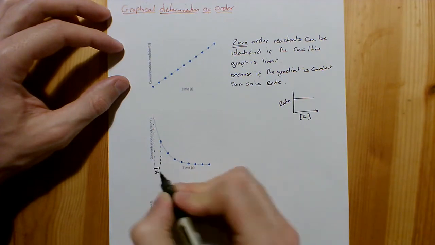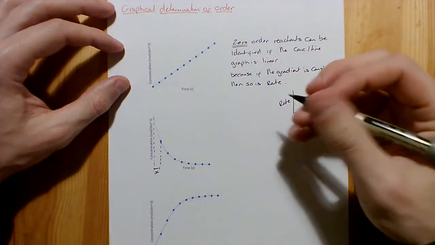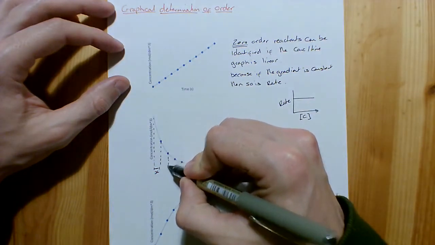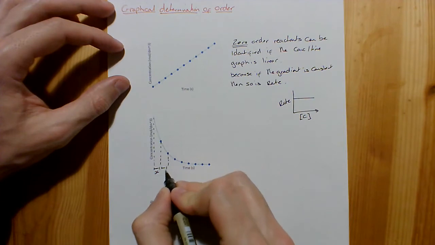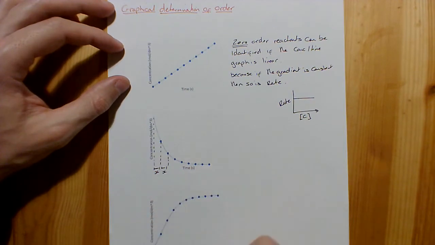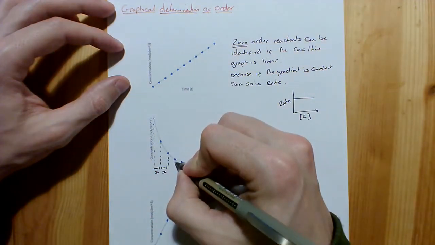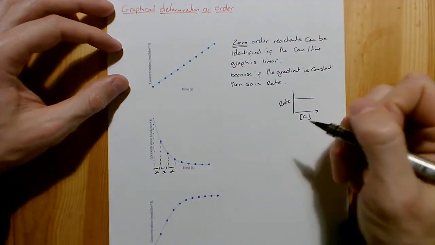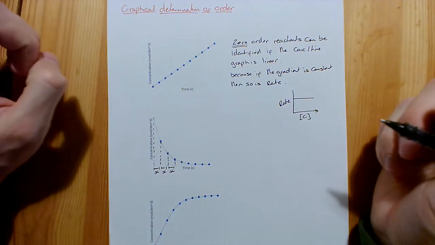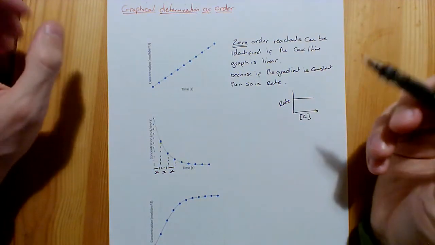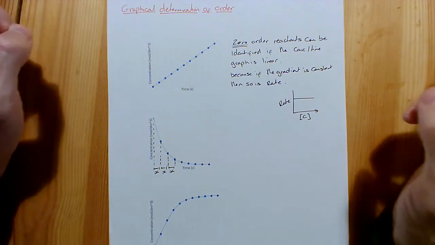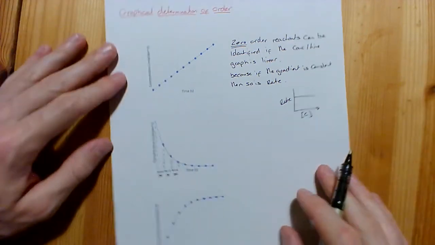let's call that distance there x, and then you look at how long it took to halve again, and that is the same value, and then the time taken for that to halve again, and again it's the same amount of time. If you have a constant half-life, so it takes the same amount of time for the concentration to halve each time, then that's evidence of it being a first order reactant.